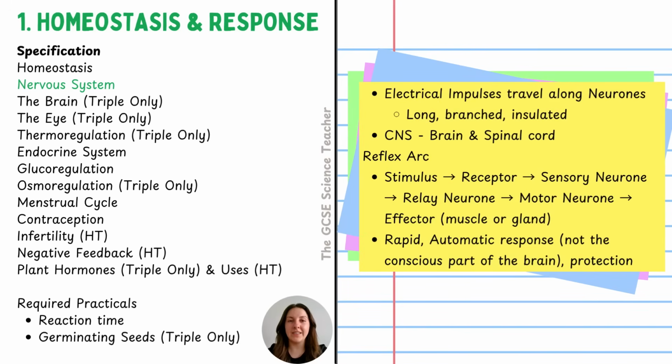Electrical impulses travel along neurons. They're long, branched, and insulated. The central nervous system includes the brain and spinal cord.